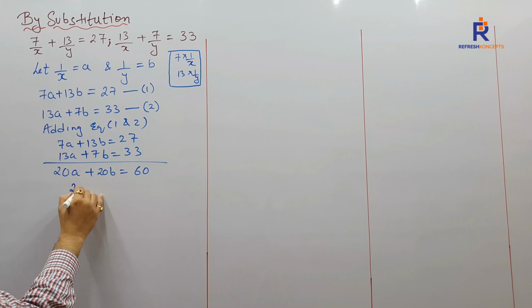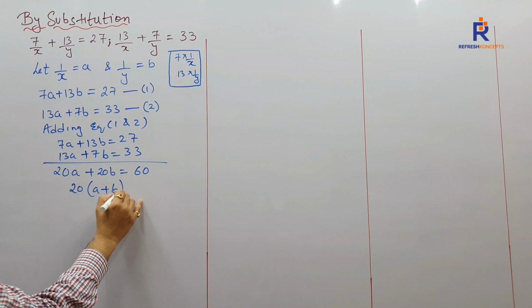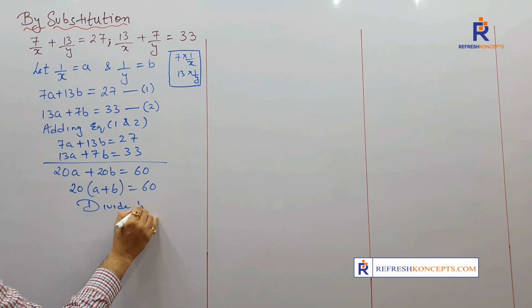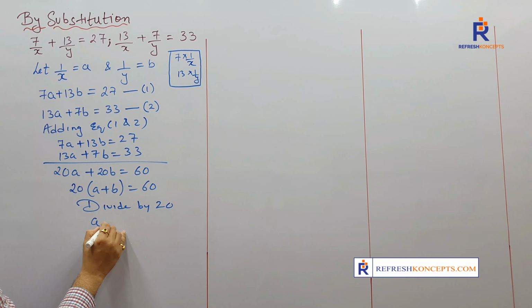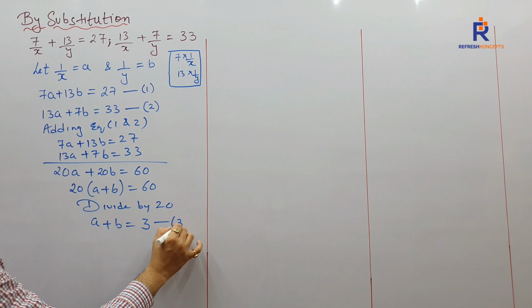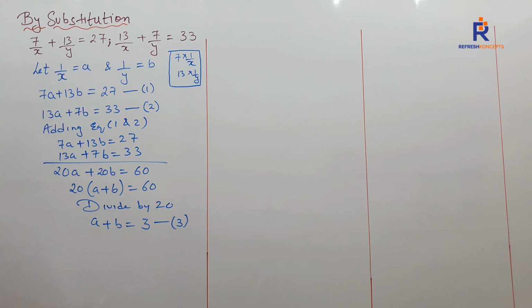Those who are well versed are running ahead of me, solving it from their end. 20 is common, and sir always said it has to be a factor, so divide by 20. a plus b is equal to 3. This is my equation number 3. Next, what do we do? We always go for subtract. So, subtracting.